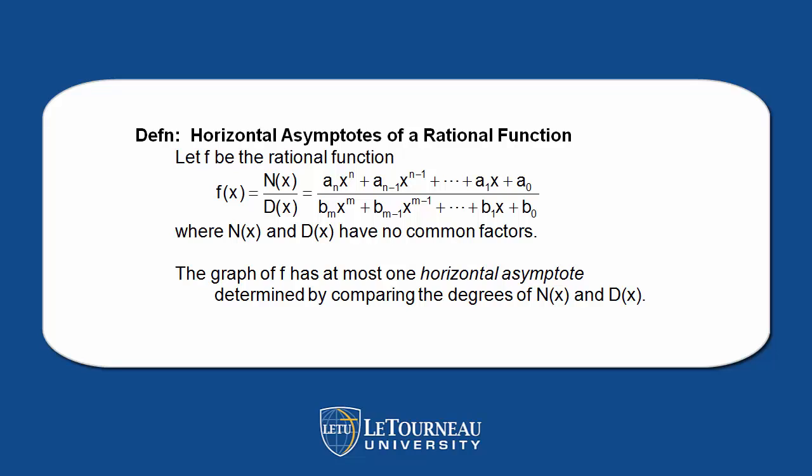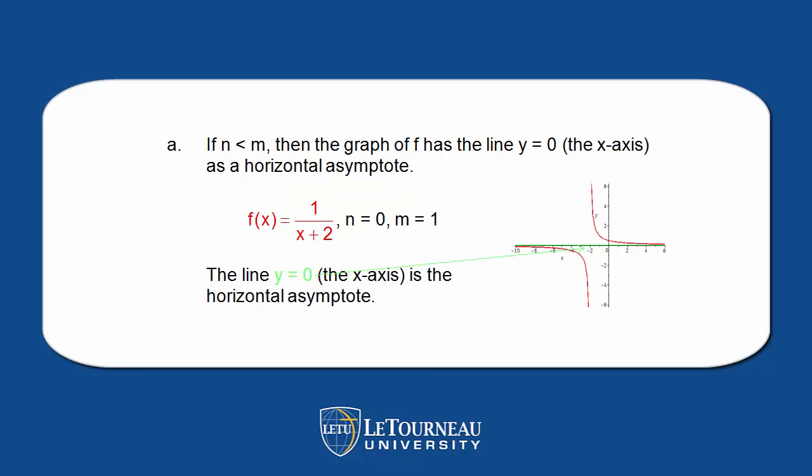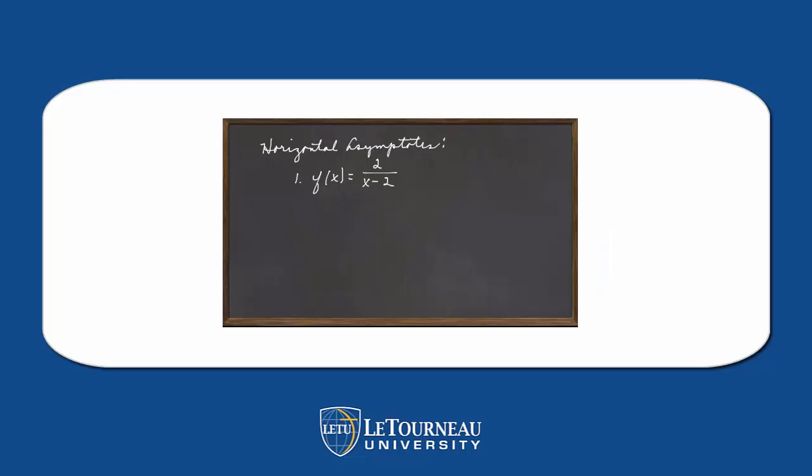Our rational function, you saw that definition earlier. N of x and d of x have no common factors. The graph of f has at most one horizontal asymptote, determined by comparing the degrees of n and d. Okay, if n is less than m, the graph of f has the line y equals 0, the x-axis, as its horizontal asymptote. Notice 1 over x plus 2.